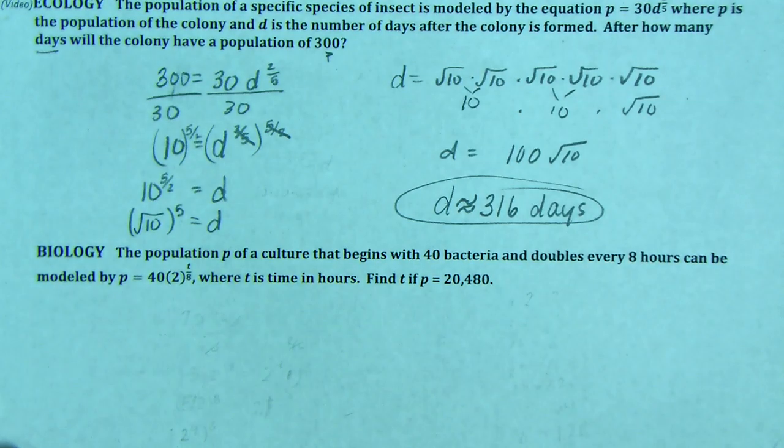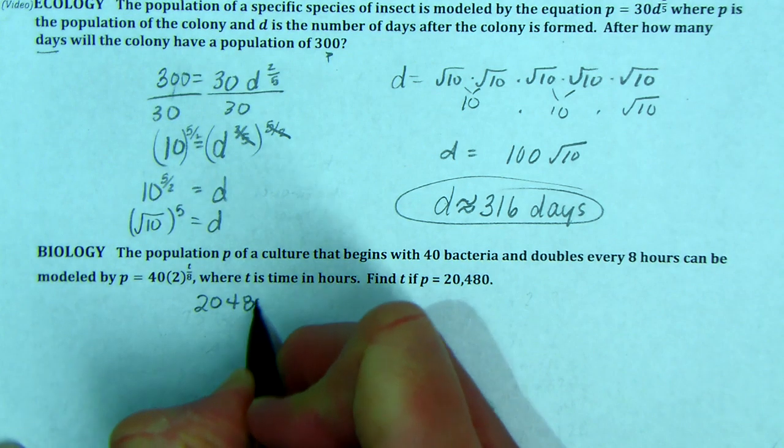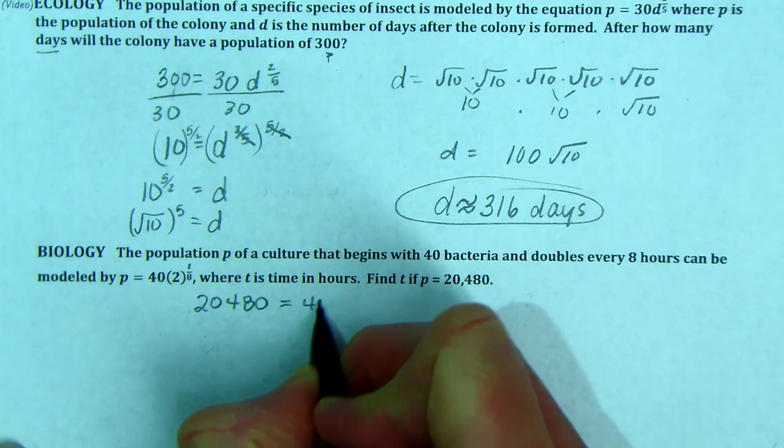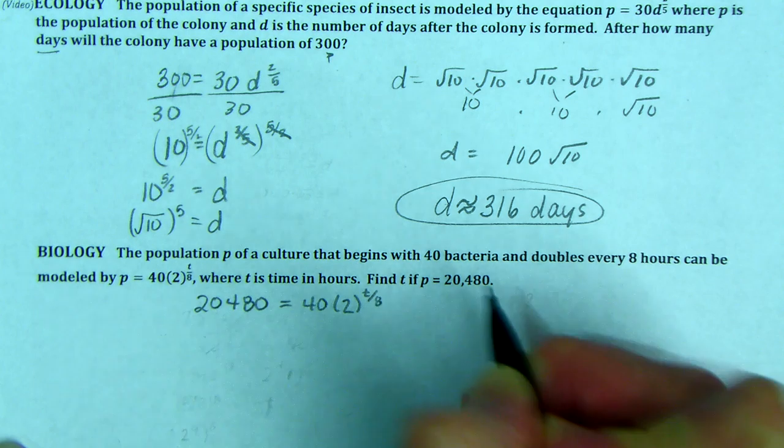Population of a culture begins with 40 bacteria, doubles every 8 hours, and can be modeled by this equation, where T is time in hours, and P is population. Find T if P is 20,480. Okay, so I got 20,480 equals 40 times 2 to the T over 8.